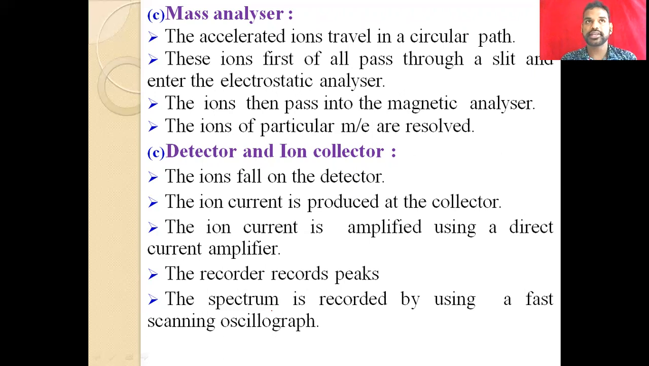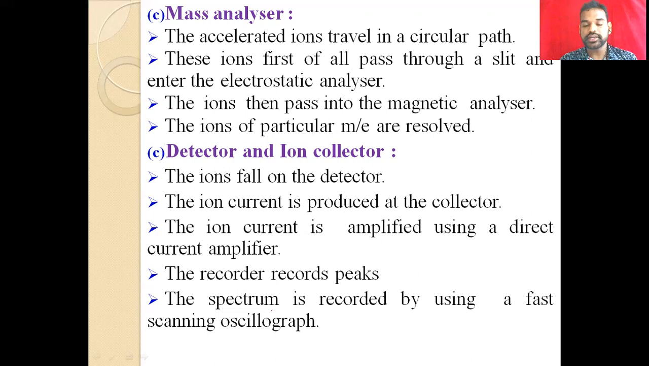So what happens next? The ion falls on the detector and is detected, and the ion current is produced. After the ion is detected by the detector, some current or charge is produced. In the collector, the ion current is amplified, that means it is amplified in the detector and the direct current amplifier.